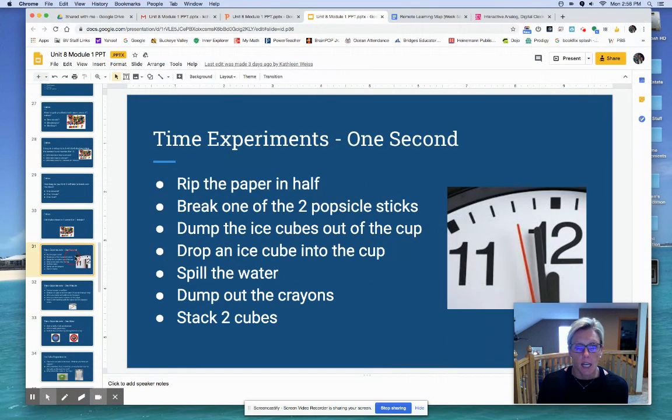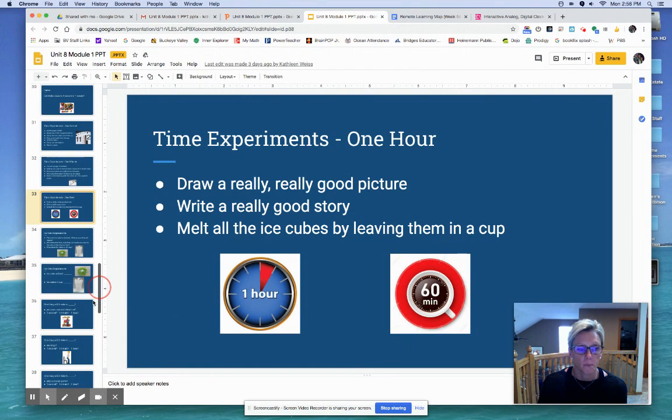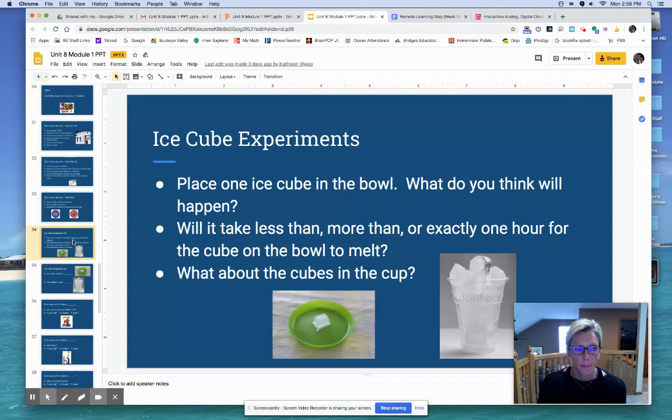Oh, let me go back. I like the idea of writing a story and drawing a picture. I think that would be good time spent for you at home. Okay, if you decide to try the ice cube experiment, here's some further directions on what to do and some questions to be thinking about while you work.